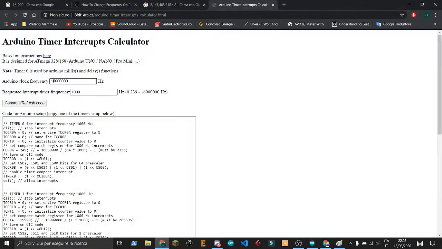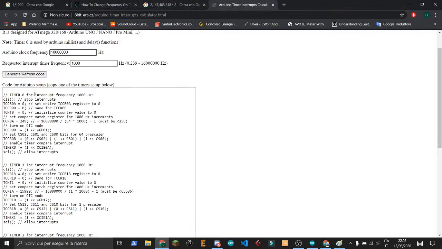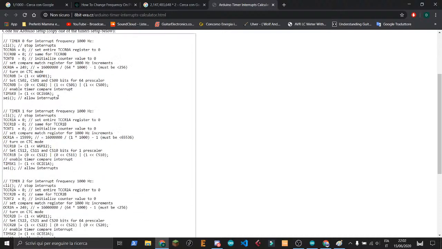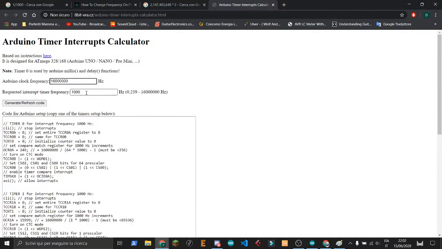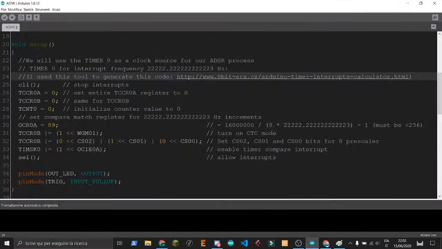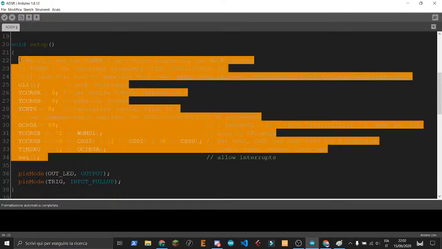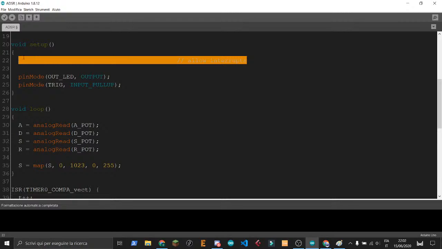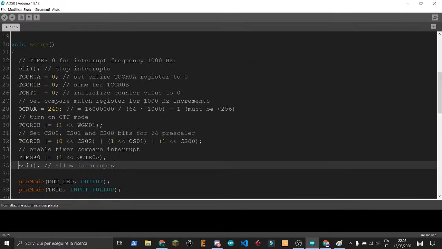So let me, I want this. Okay, so the standard is 1 kHz. So I can just copy, take this, Control C, and Control V, I guess. Let me Control V, Control T to indent the thing, and timer 0 is done and dusted.